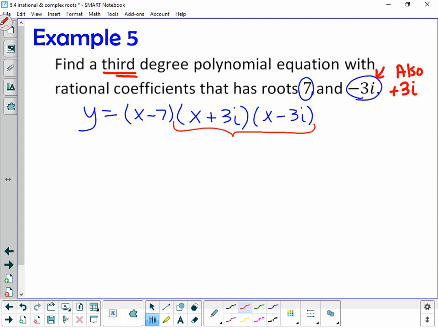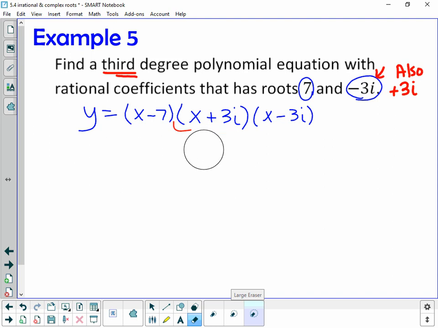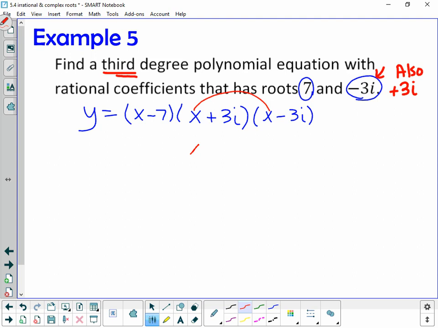first. So we're going to multiply x plus 3i by x minus 3i. Okay, so x times x is x squared. X times negative 3i is negative 3ix. 3i times x is positive 3ix, and positive 3i times negative 3i is negative 9i squared.